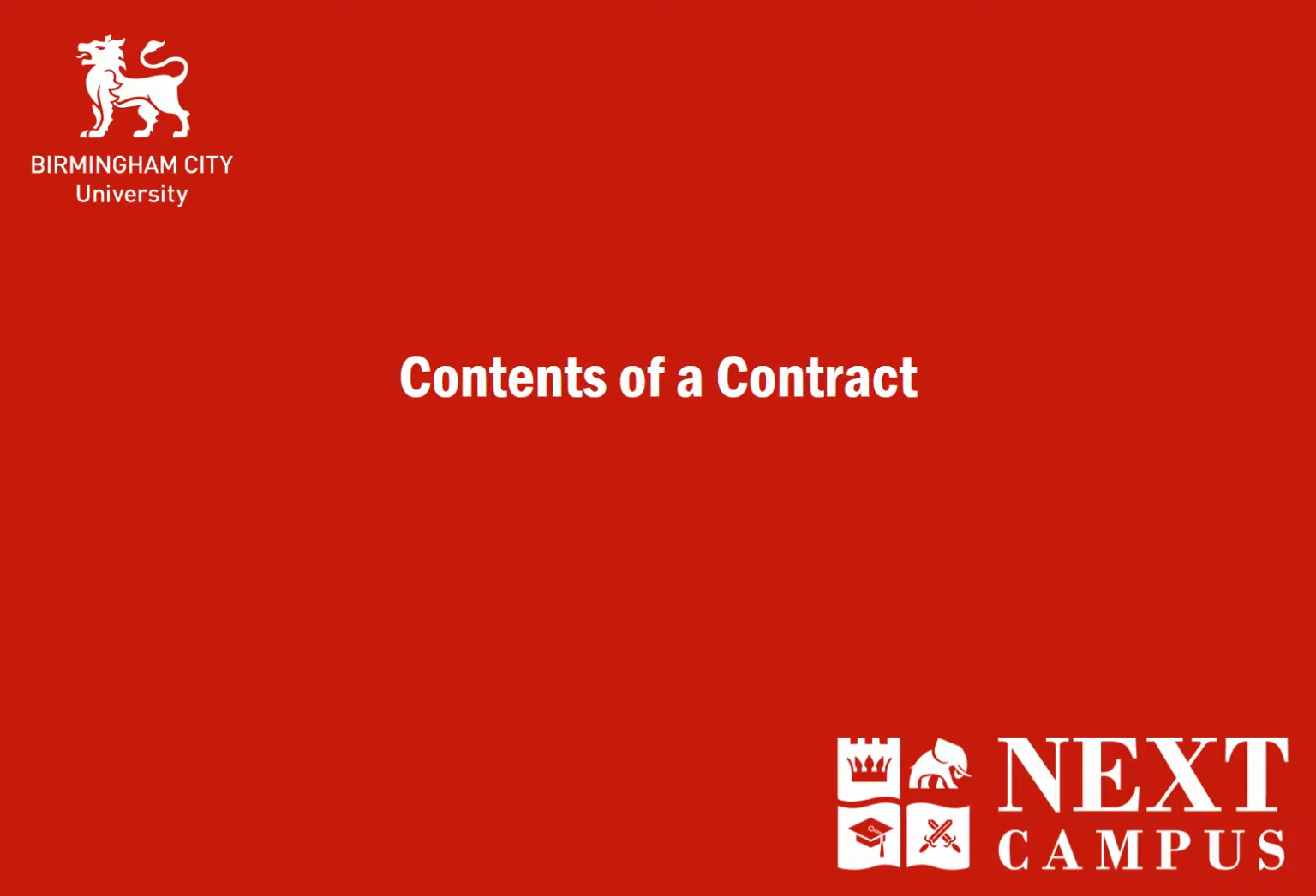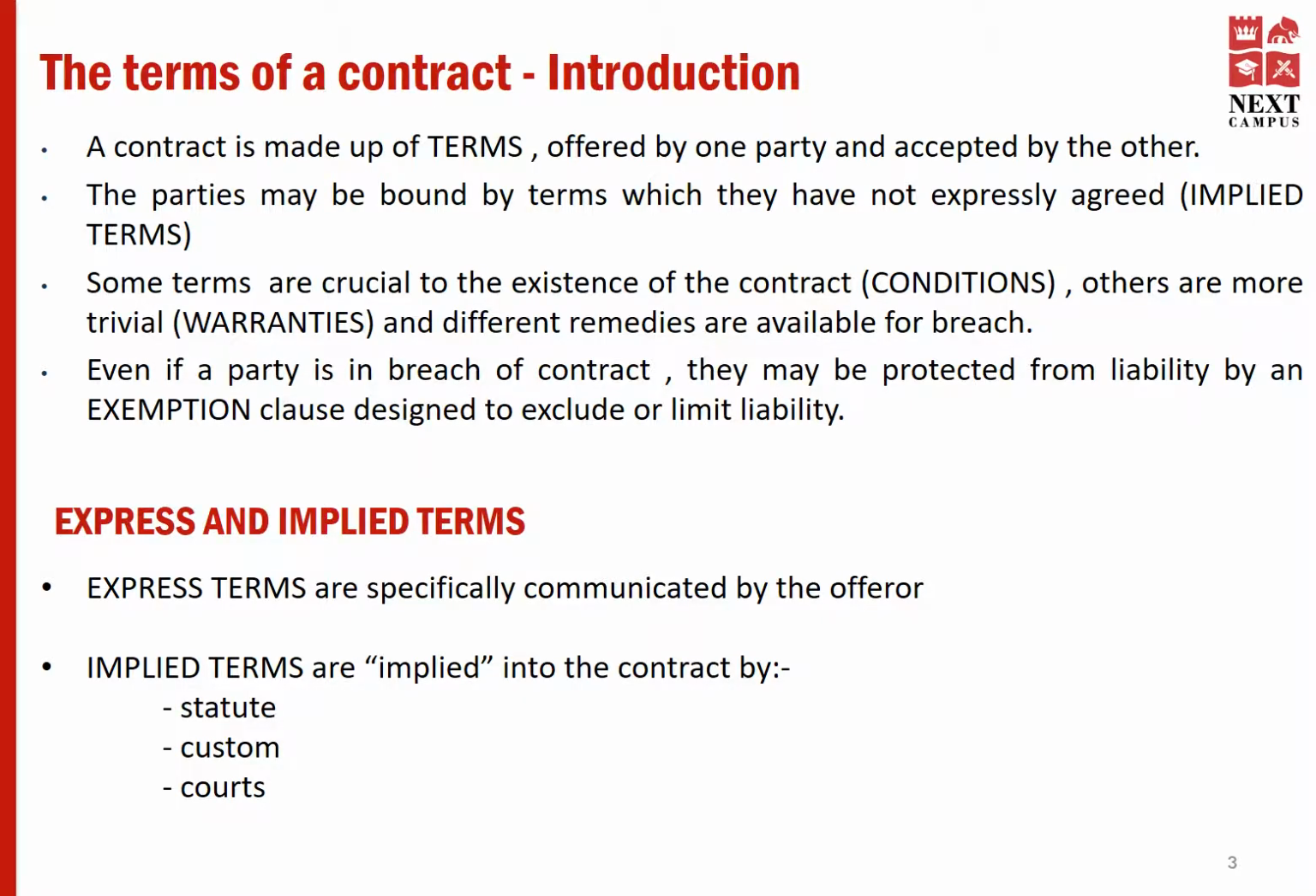The first area that we will be focusing on will be what are the contents of a contract. In the next few slides, we will be discussing this in detail. So when you discuss the contents of a contract, the most important content would be the terms which are included in a contract. The entire contract is made up of terms which are offered by one party and accepted by the other.